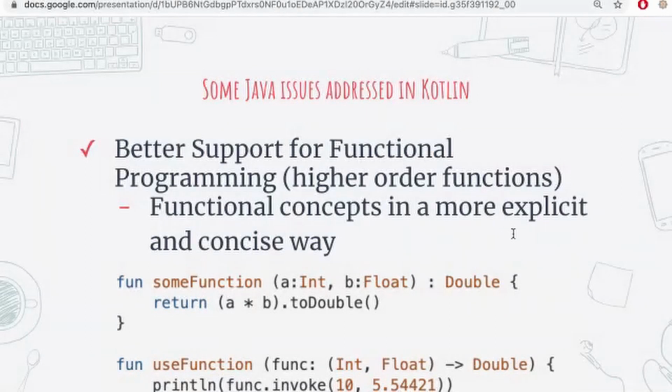All right, let's talk about functional programming. Functional programming means that we can pass a function as a parameter. Think of it as like a variable that's set to a function, and you can pass it around. It's also known as lambdas.